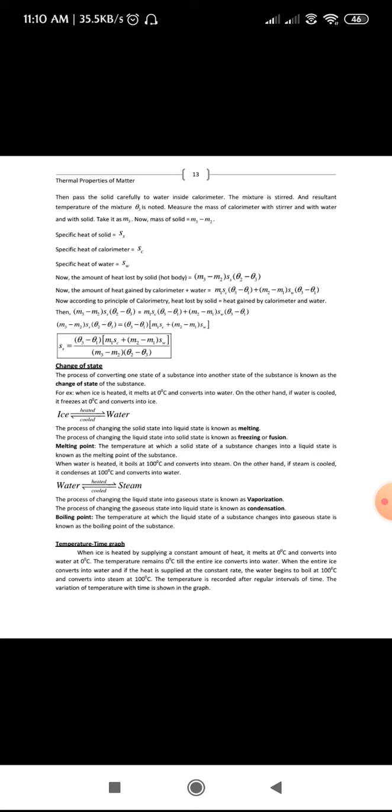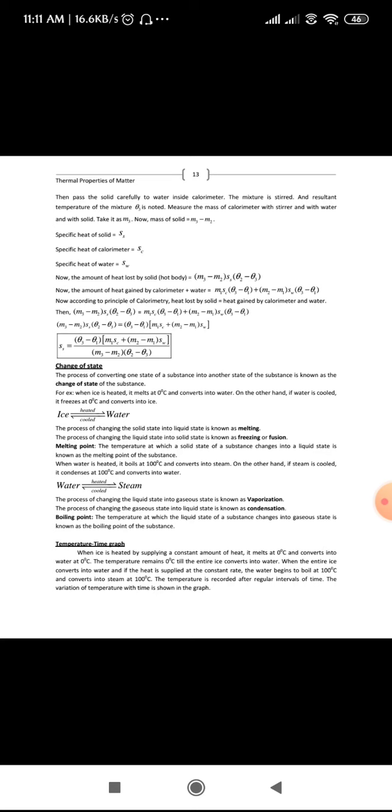When the entire ice converts into water, and if the heat is supplied at a constant rate, the water begins to boil at 100 degrees Celsius and converts into steam at 100 degrees Celsius. The temperature is recorded after regular intervals of time. The variation of temperature with time is shown in the graph.